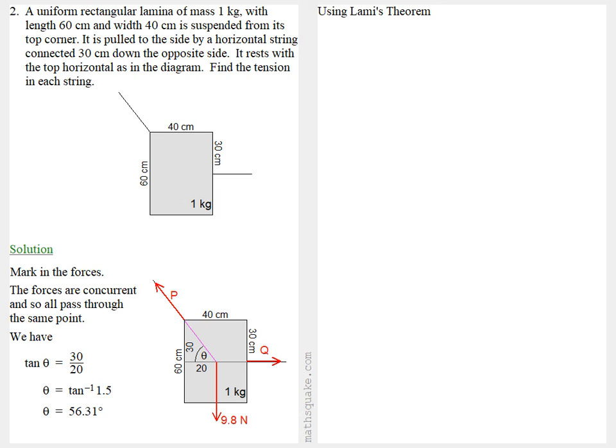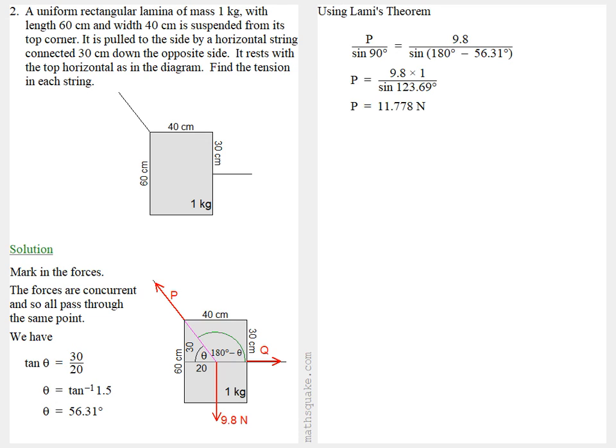We can now use Lami's theorem to calculate P and Q. Well, the first thing to notice is the angle opposite the weight is 180 minus theta. So we have P over sine of 90 equals 9.8 over the sine of 180 minus 56.31. And this gives us P is equal to 9.8 times 1 over the sine of 123.69. And we can work that out to get P is equal to 11.778 newtons.